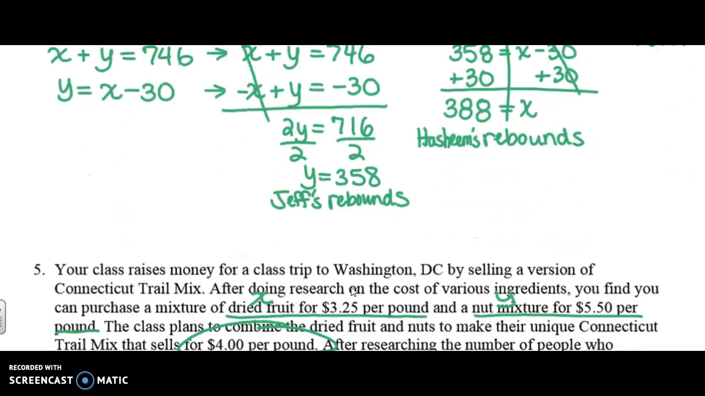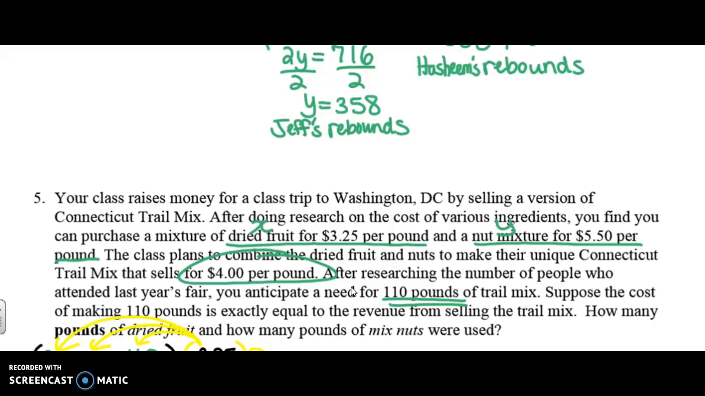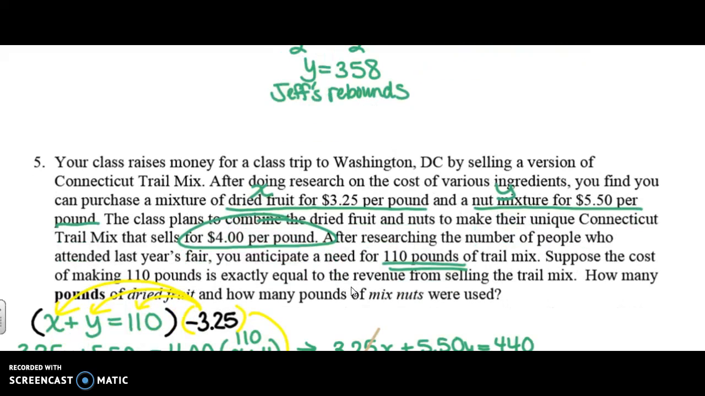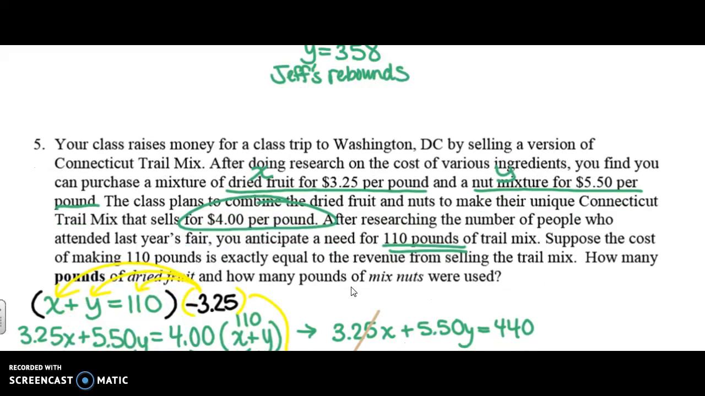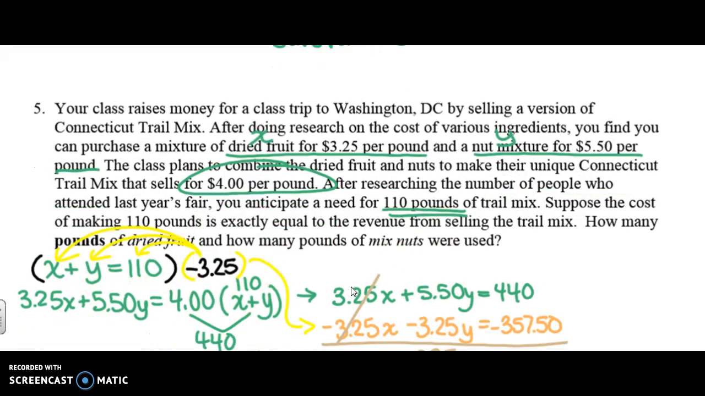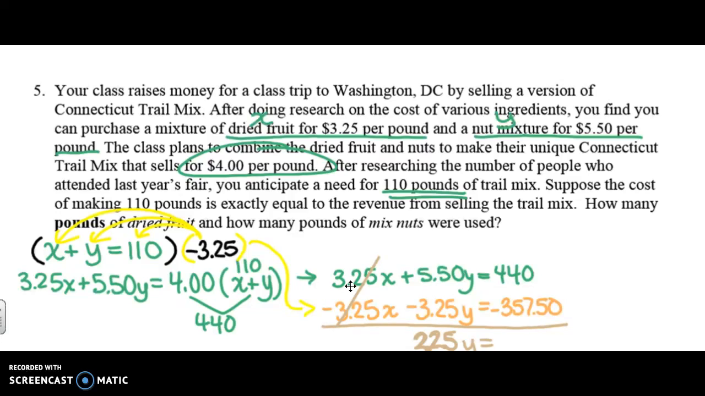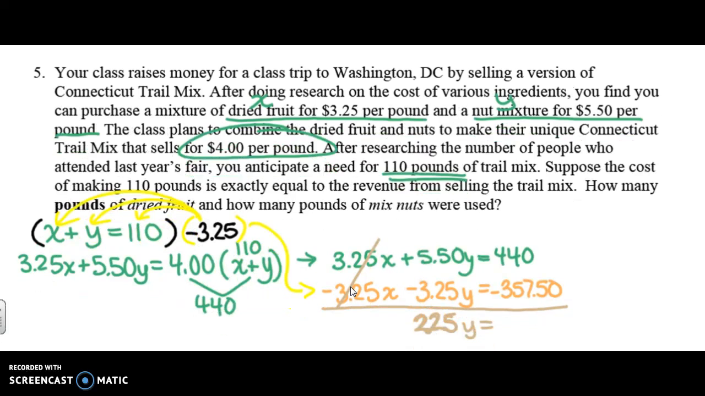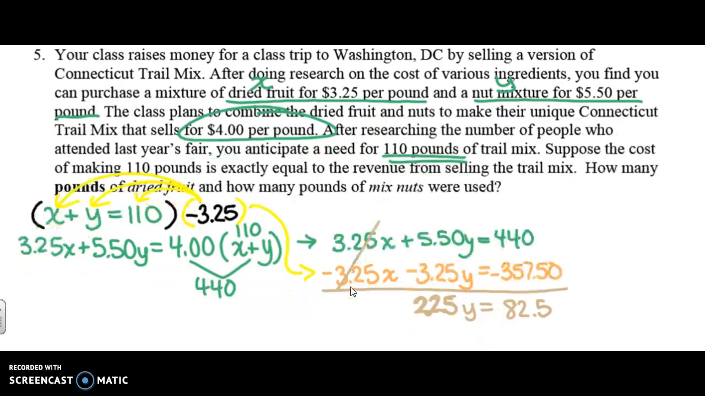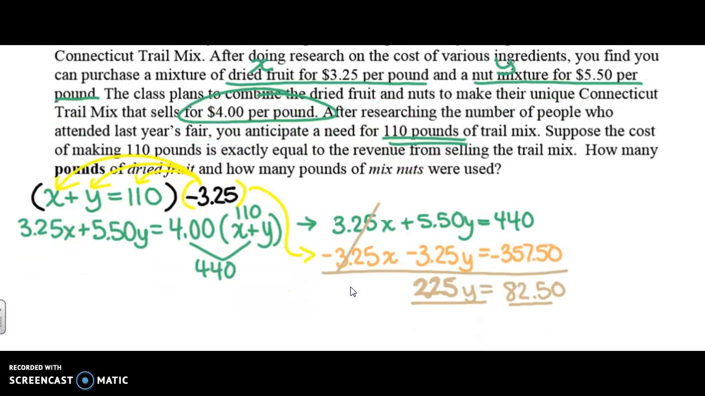Now moving on to the next question, we're talking about your class raising money for a class trip to Washington, D.C. by selling a version of Connecticut trail mix. After researching the cost of various ingredients, you find you can purchase the mixture of dried fruit for $3.25 per pound and a nut mixture for $5.50 per pound, and the class plans to combine the dried fruit and nuts to make trail mix that's $4 per pound. But we anticipate a need for 110 pounds of this trail mix.